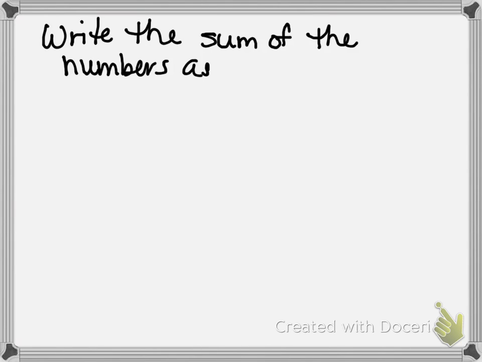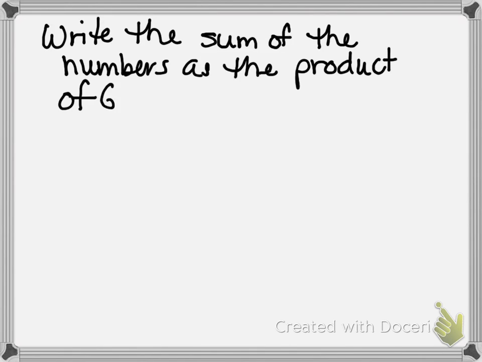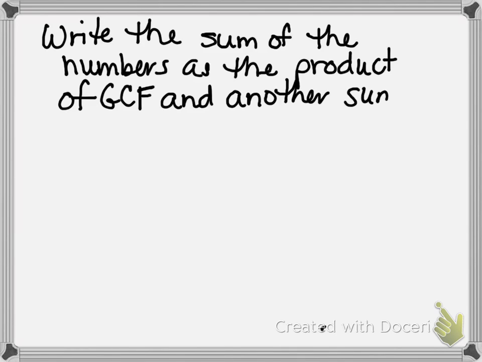We have these: write the sum of the numbers as the product. So that means I'm doing what? Multiplying, good, of their greatest common factor. And after doing divisibility, we should be able to find greatest common factor easier. And another sum. Okay, when I have these directions and I have two numbers, I'm going to do 56 and 64. What is the first thing I do?